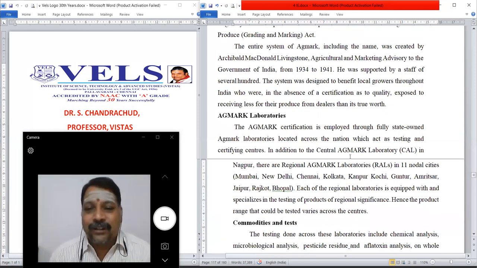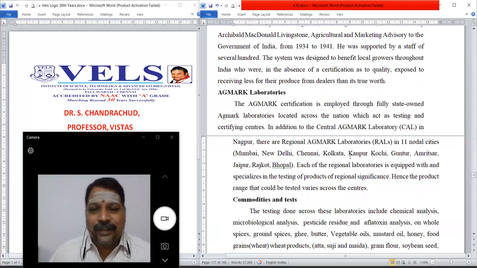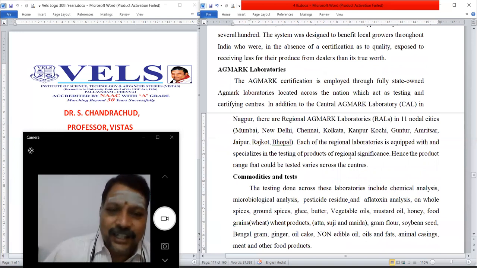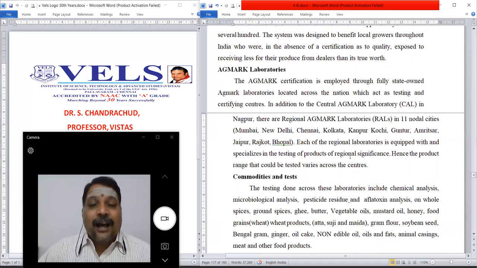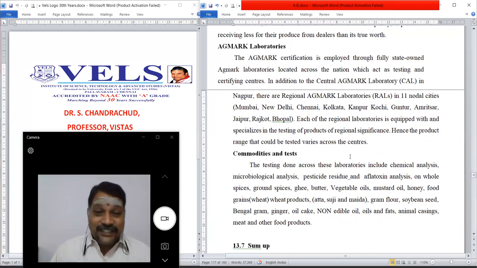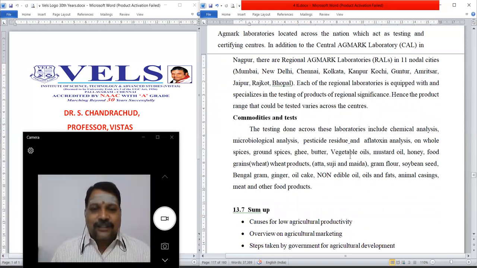There are many laboratories that have been created in order to find out the grading and marking of the agricultural produce, mainly the Central Agmark Laboratory, CAL, which is in Nagpur. And there are many regional Agmark laboratories in 11 nodal cities like Mumbai, New Delhi, Chennai, Calcutta, Kanpur, Guntur, Amritsar, Jaipur, like that. Each of the regional laboratories is equipped with specialized testing of products with a regional significance. So, this AGMARK is a milestone for agriculture marketing.